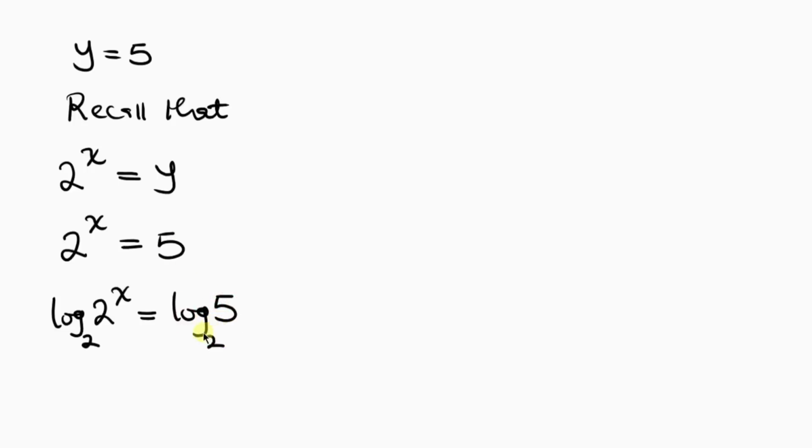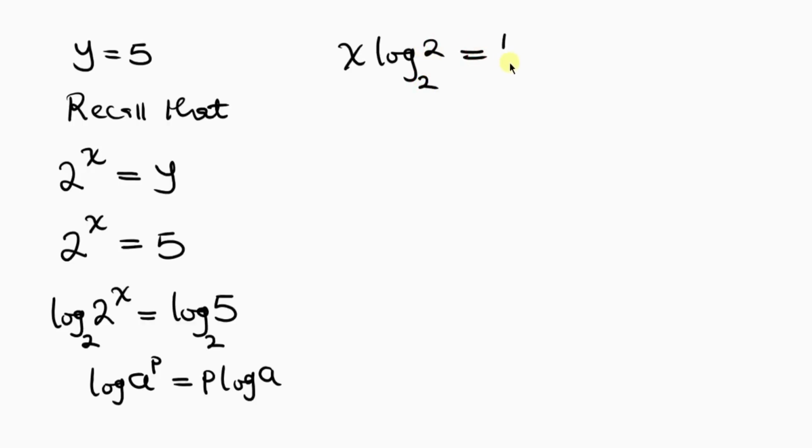Very good. Now our next step will be for us to apply the law of logarithm that says when I have the log of maybe a to the p, this is the same as p log a. Very good. Now let's write this in this form. That means this expression can be written as x log 2 base 2. Very good. And this is equal to log 5 base 2.